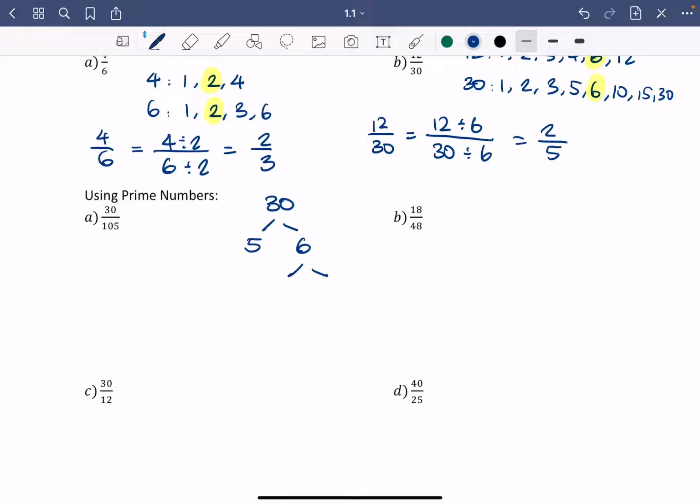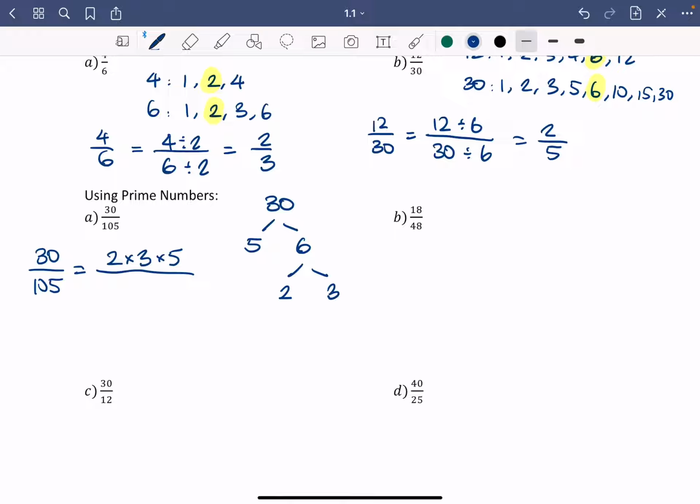Okay, and 5 is already a prime number. You can't reduce it anymore. But 6 can still be factored. 6 is equal to 2 times 3. Okay, so now we know that 30 is equal to 2 times 3 times 5.